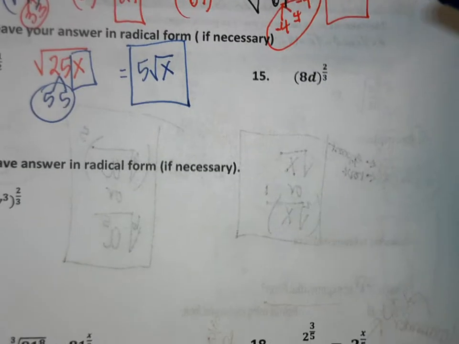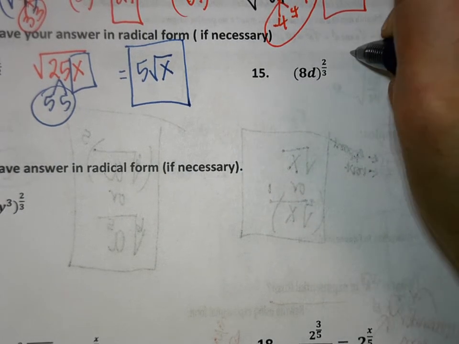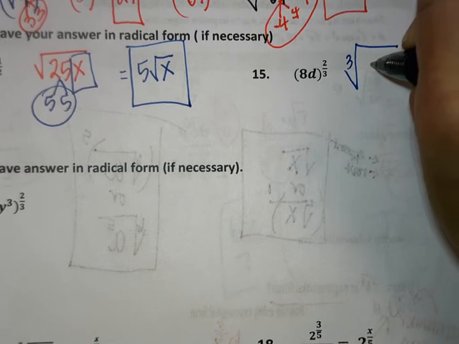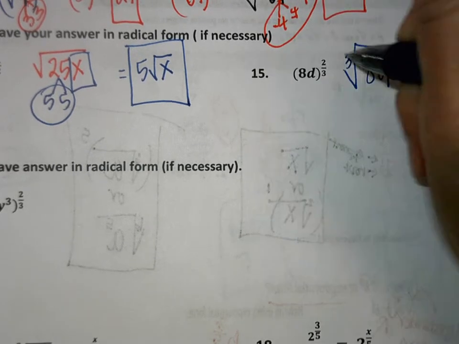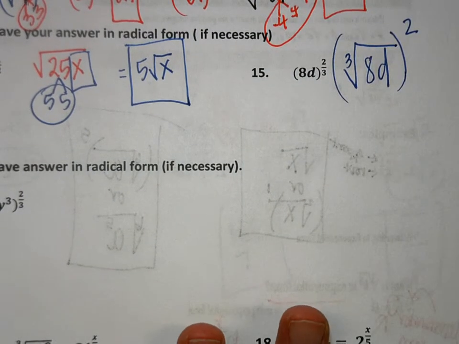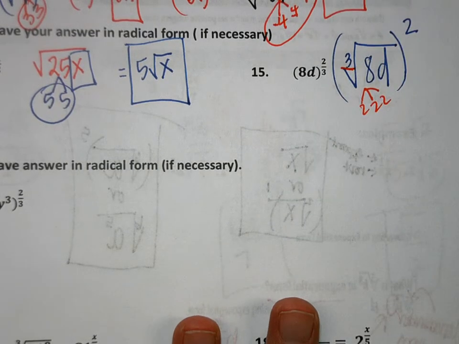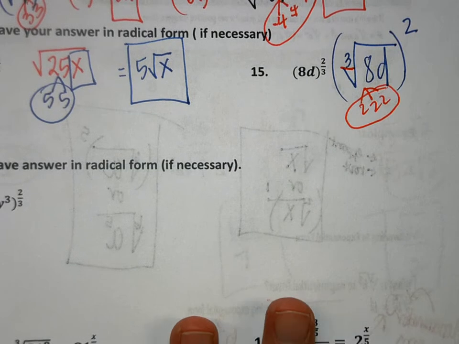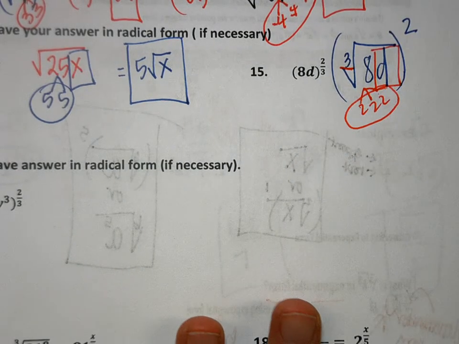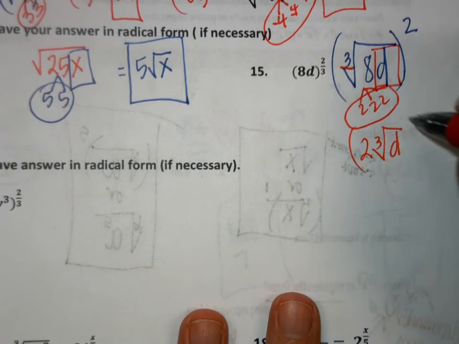(15). Okay, this whole group is in a parenthesis to the 2/3. So we rewrite this. This is going to be the cubed root of 8d, and then it's going to be squared. So when I simplify this, 8 we know breaks down to 2, 2, and 2. Since this is a 3, we know we need 3 of the same numbers. So I have that as a group. D is left over inside. So when I write this, I'm going to have 2 and then the cubed root of d. Okay, and that's being squared.